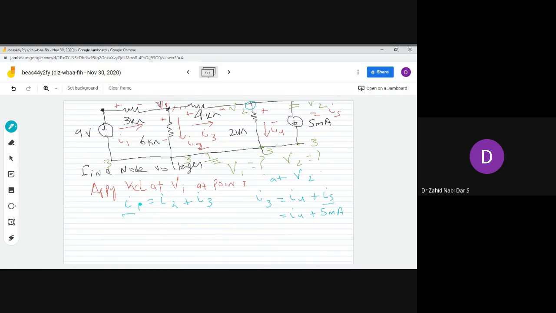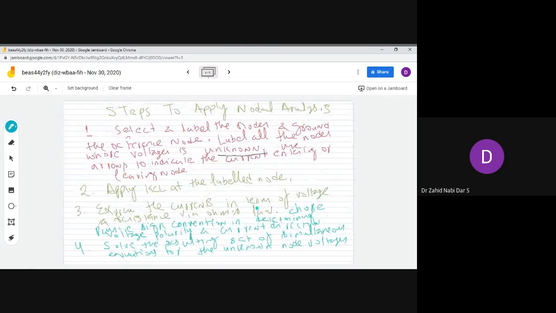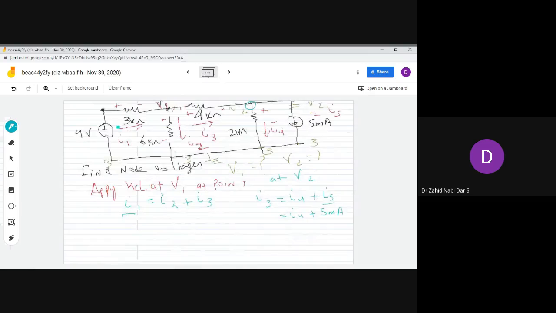Now the next step is to express the currents in terms of voltage and resistance via Ohm's law. So I1 I can write as 9 minus V1 divided by 3. What about I2? I2 can be written as V1 by 6. And similarly I3 is V1 minus V2 divided by 4. Now this is equation 1.